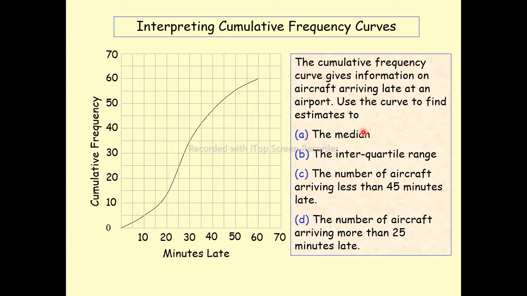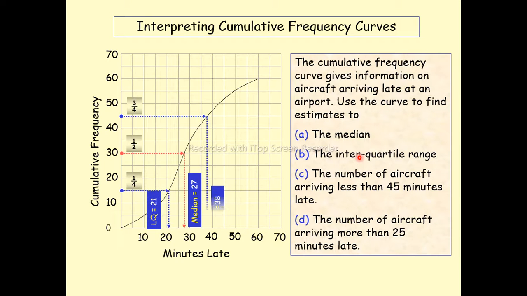We know how to find the median, that's the middle. The median is 27. For the interquartile range, all we need is the upper minus the lower. The interquartile range is 17 minutes. But can someone tell me how they would determine from this curve the number of aircraft arriving less than 45 minutes late?